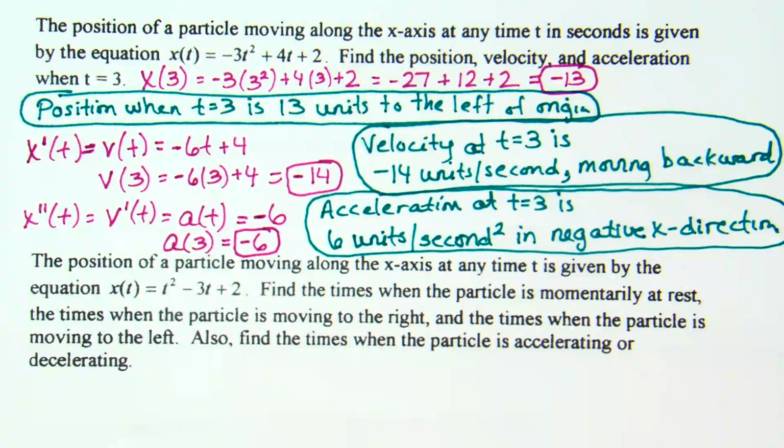Looking at example 2, if you guys are ready. The position of a particle moving along the x-axis at any time t is given by the position function. Find the times when the particle is momentarily at rest, times when the particle is moving right, and the times when the particle is moving left. Also find the times when the particle is accelerating or decelerating. Everything all at once, right?